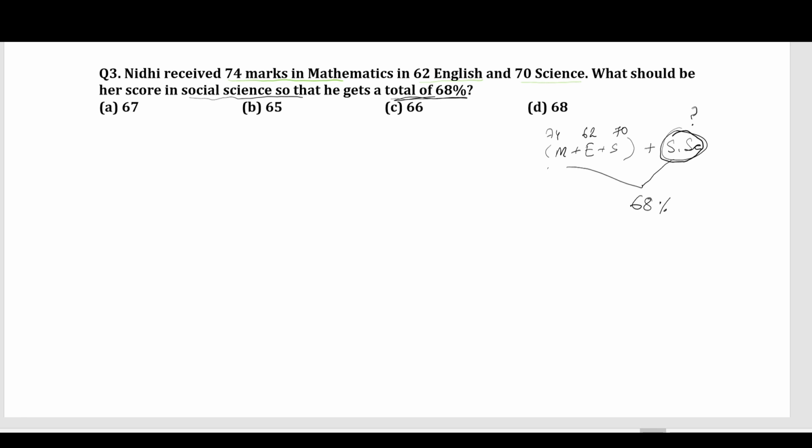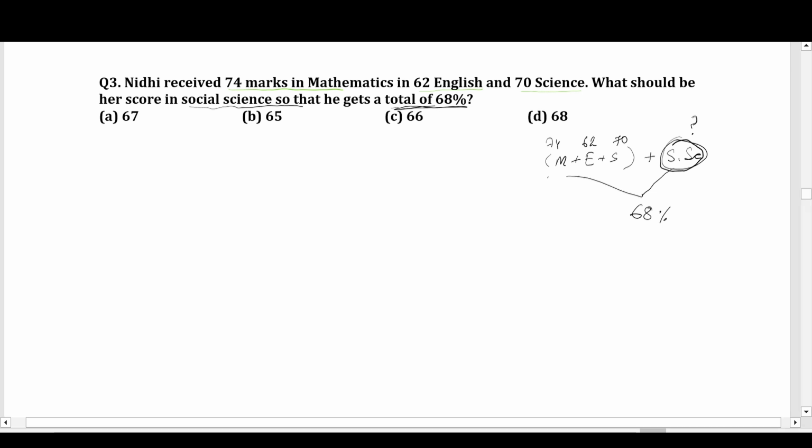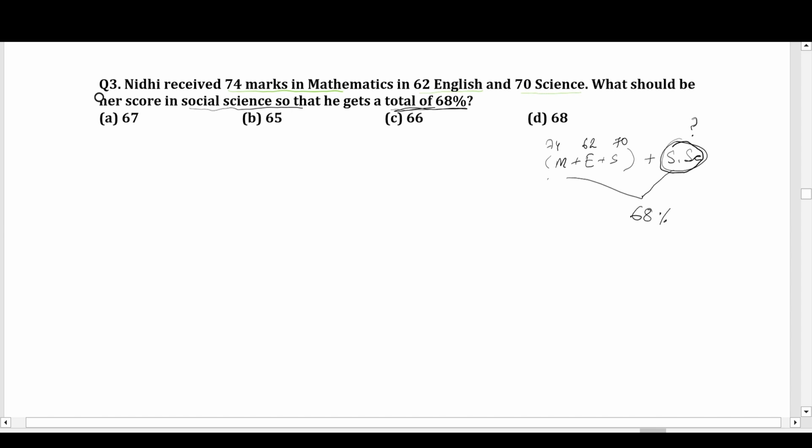First, the total mark scored is 68%. The question does not give the full marks. Full mark: 74 marks in mathematics out of what? English 62 out of what? The full marks are not given, so we consider the full marks to be 100 marks each.